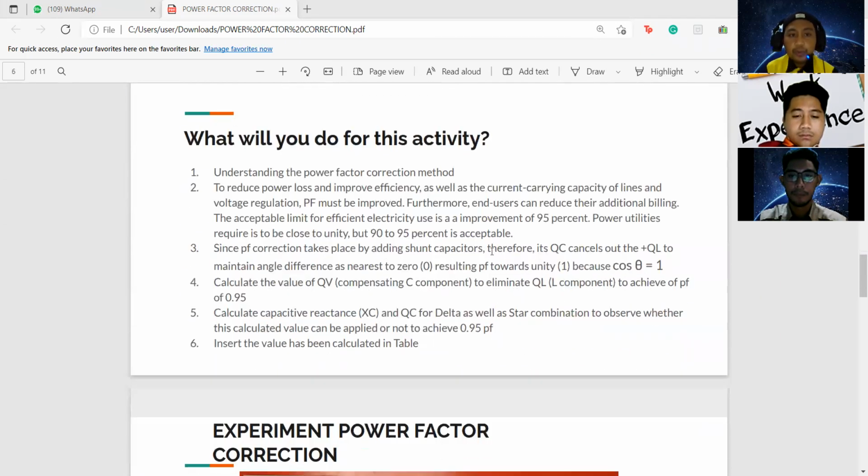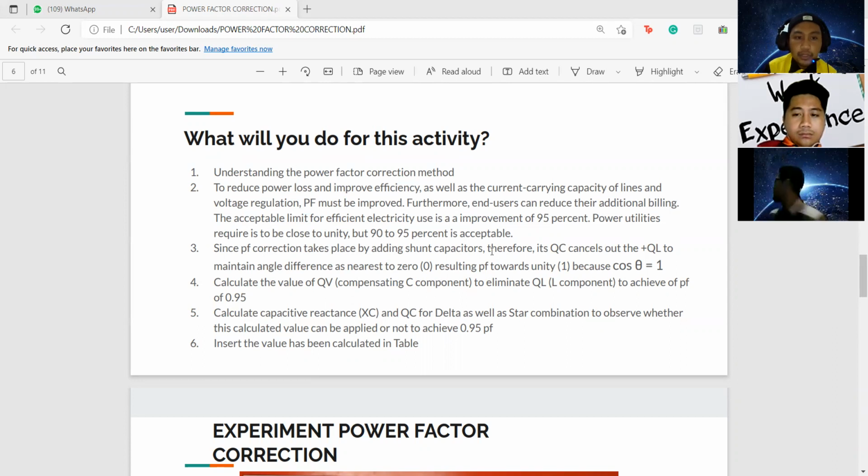Next, what will you do for this activity? The first one is understanding the power factor correction method. Next, reduce power loss and improve efficiency, as well as the current carrying capacity of lines and voltage regulation. The power factor must be improved. Furthermore, the end user can reduce additional billing if the power factor is improved to 90%.